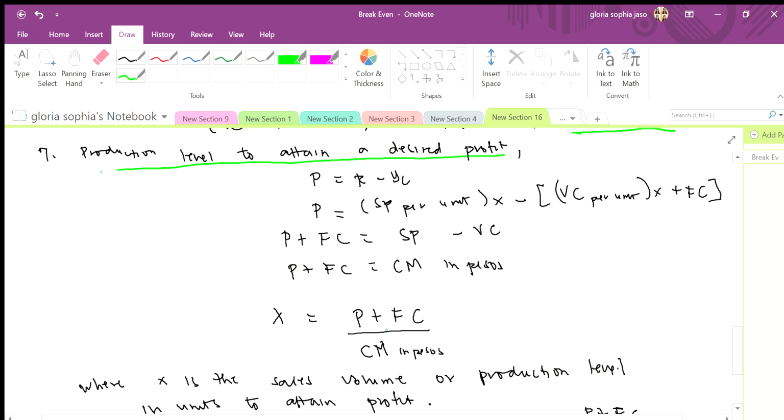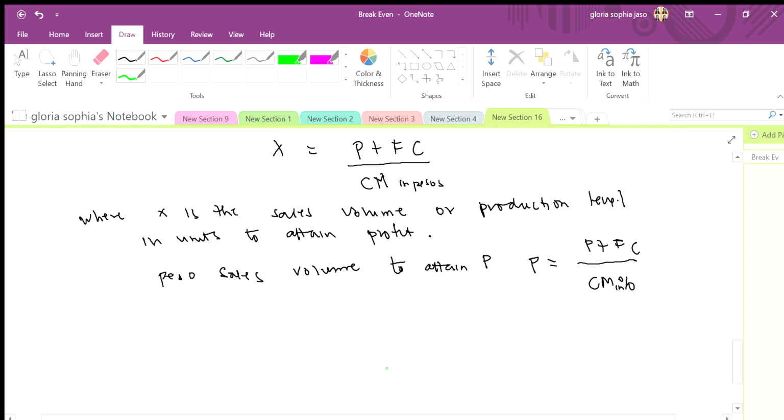And then solving for X, that is P plus FC over CM in pesos. Where X is the sales volume or production level in units to attain profit, or peso sales volume to attain P. So we can rewrite using this equation.